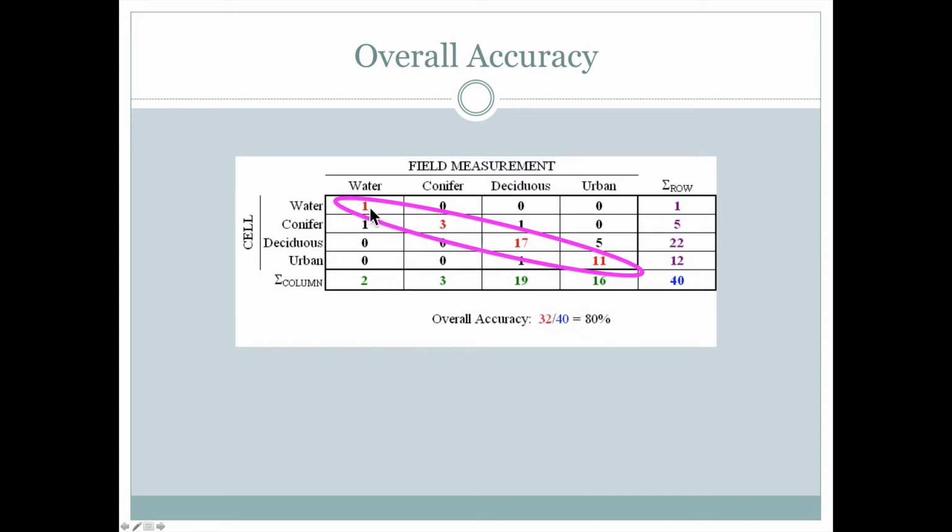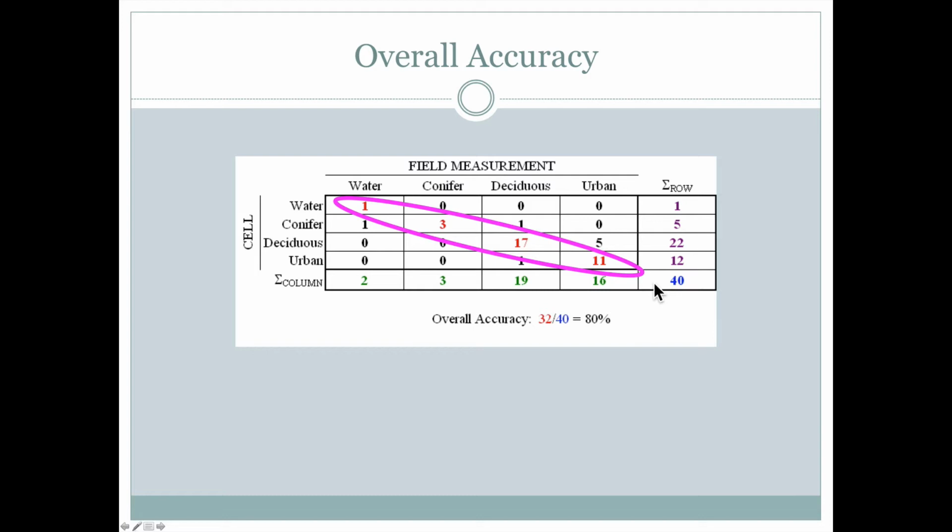The overall accuracy basically is how many times we were right. So once again, all of the times that we were right would be summarized along the diagonal of this error matrix, because water was correctly identified as water, conifer was correctly identified as conifer, deciduous as deciduous, and urban as urban. So if we sum up how many times we were right, 1 plus 3 plus 17 plus 11, we'll get 32. The total number of samples that we took was 40, and we can get that by summing the rightmost column, or summing the lowermost row.